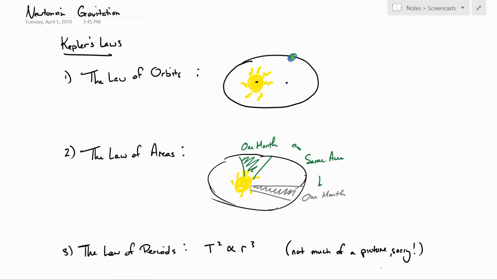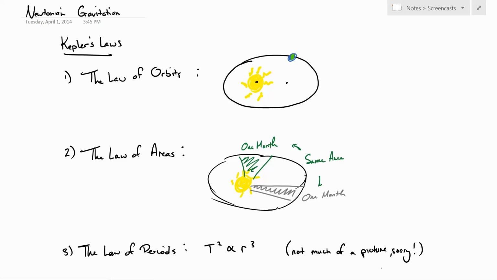There are three laws that Kepler proposed about the motion of the planets. We got a whole bunch of data from Tycho Brahe, and then Kepler put the data together and figured out these laws. And then Newton basically says, hey, look, my gravity justifies these. The laws that Kepler got from the data, I can get from my theory of gravitation.